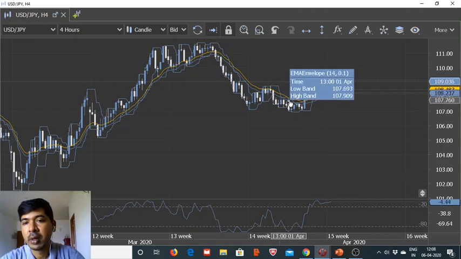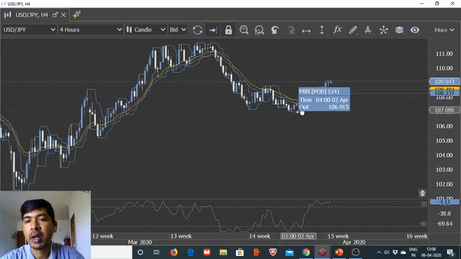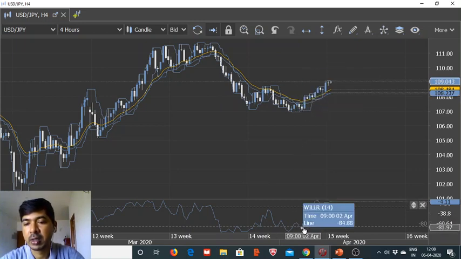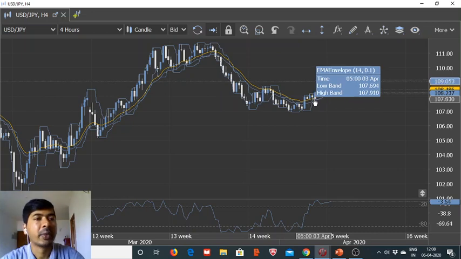So here our EMA envelope condition will be fulfilled, and our Williams R condition is also going to be fulfilled. And now a further condition will be of the minima, so we will define the entry point using these minima levels.